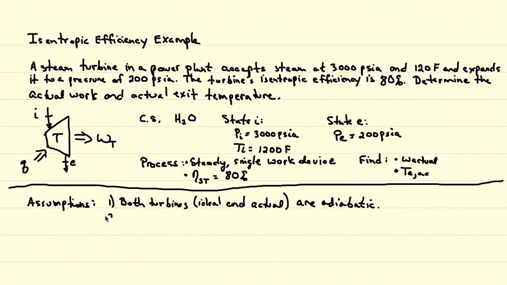The second assumption that we'll make is that the exit pressure between... actually, let me back this up. I did not want to do that. It's okay, I've got this handy undo feature. Anyway, rather than saying the word between, let's say the exit pressure of both devices, or of both turbines, ideal and actual, are the same.